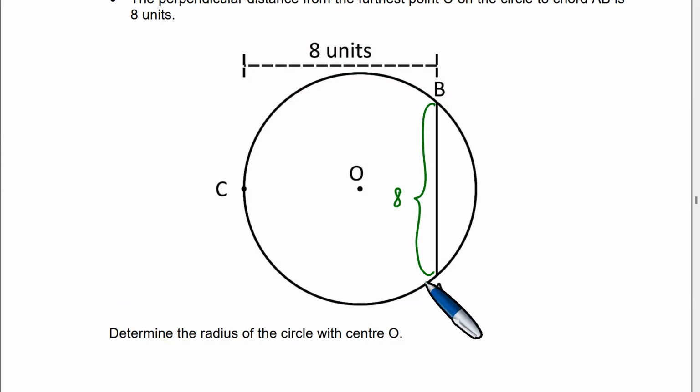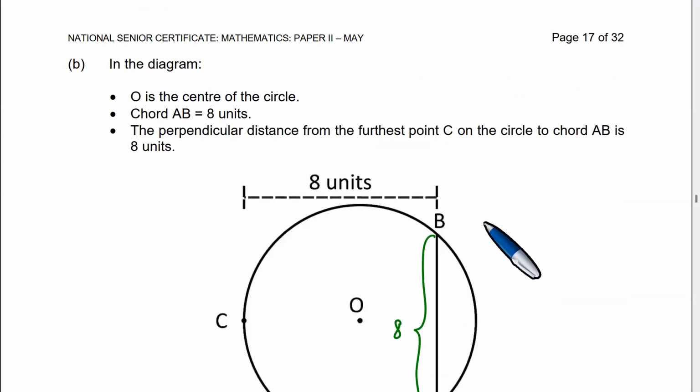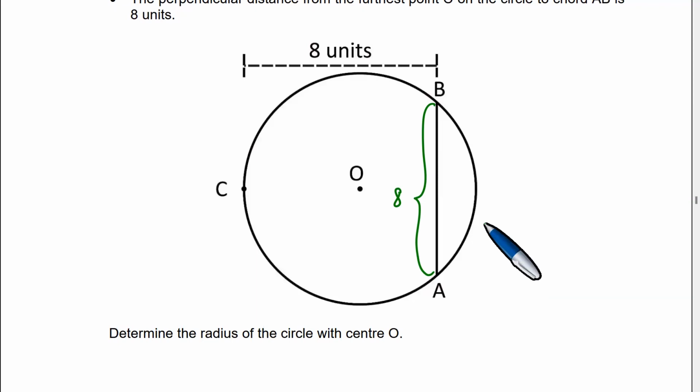Let's get started with this one. We're given this situation, and what is the radius? The distance from the center to the circumference, what is it? Right. So at this point, you need to do a construction. You need to draw a line perpendicular to AB to meet AB at M.